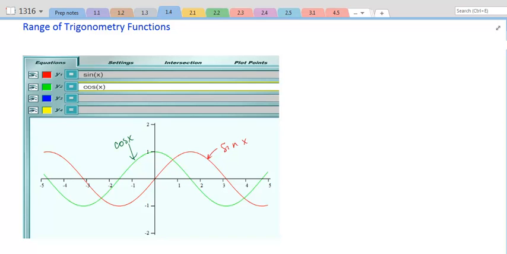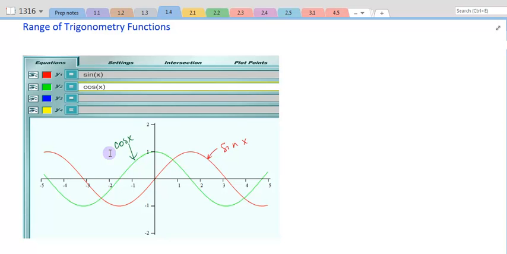The range of our trig functions depends upon which trig functions we're looking at, and I think it's easiest to look at this when we compare their graphs. So here I've graphed for you both sine and cosine. Sine is the function in red, cosine is the function in green.